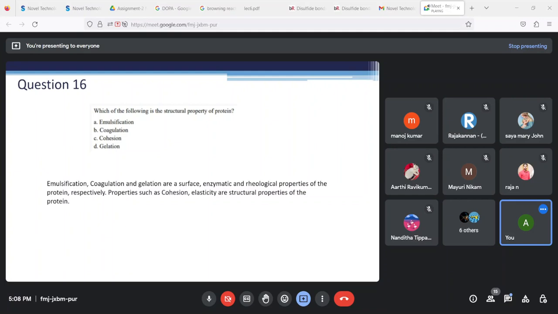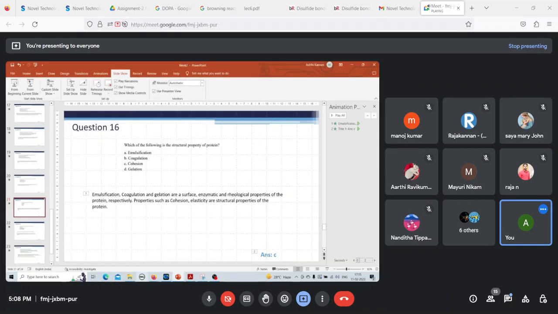Is this clear? Emulsification, because of the presence of both hydrophilic and hydrophobic residues in the protein. Coagulation is because you can add enzymes to milk and help the process of coagulation. Gelation, because gels are generally highly viscous materials that contain both liquid as well as solid phases, and that will have a different rheological property when compared to just a liquid solution. And cohesion is a part of the structural properties of the protein. So the answer is option C.